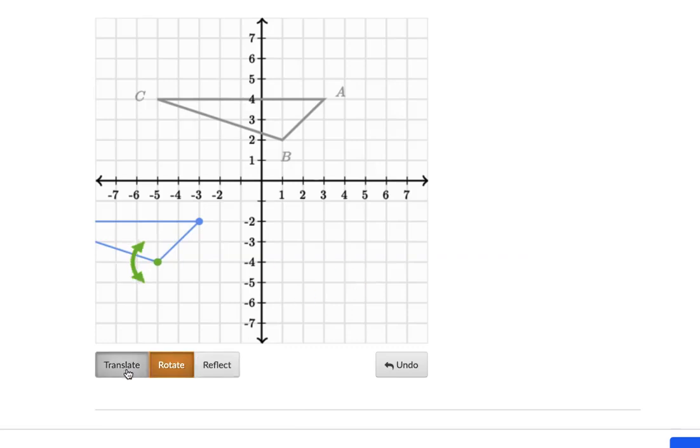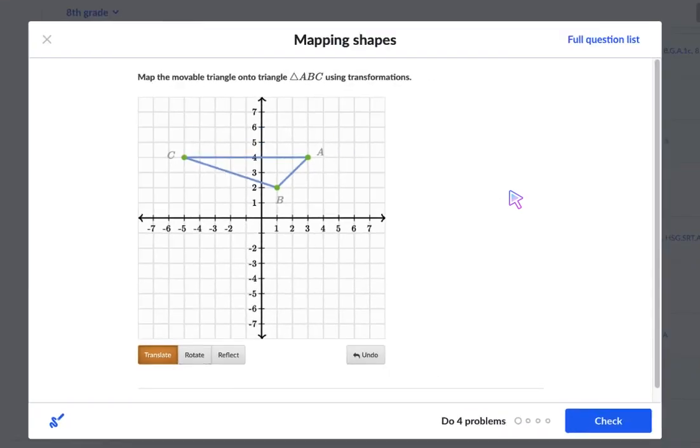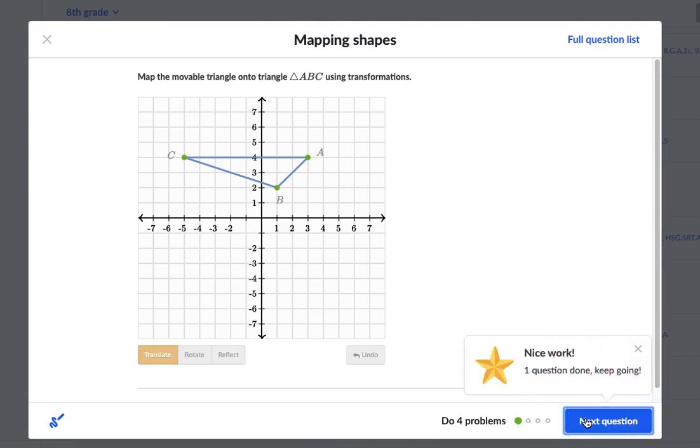So it was a rotation, and then now it looks like we can just translate it over. So slide it on over. And look, it does create congruent images. So it falls right on top of each other. So they are clones of each other. They were just in different positions and orientations. Okay? So that's what mapping shapes is. You're going to have to play around with it, and it's really going to test you to see if you understand the difference between those three and how to utilize those three rigid transformations.